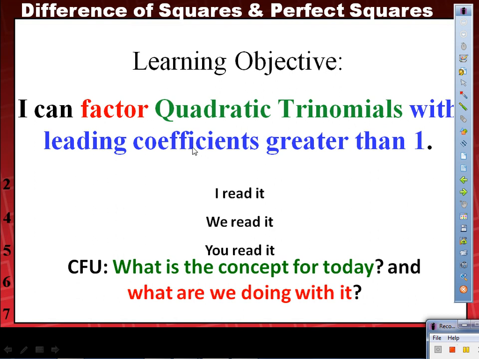Our objective for today: I can factor quadratic trinomials with leading coefficients greater than 1. Let's read together. 1, 2, 3. I can factor quadratic trinomials with leading coefficient greater than 1.